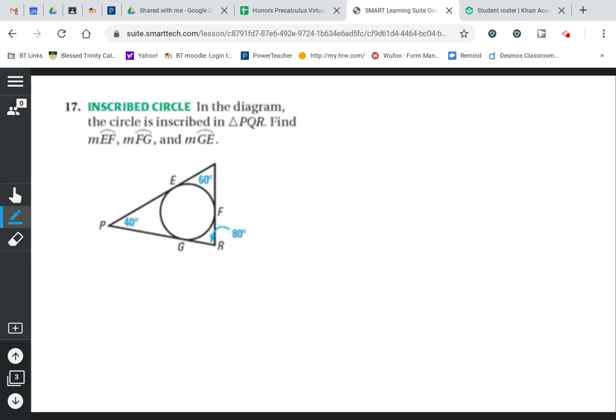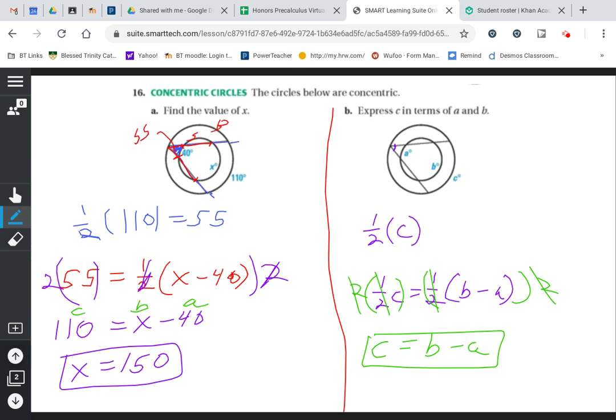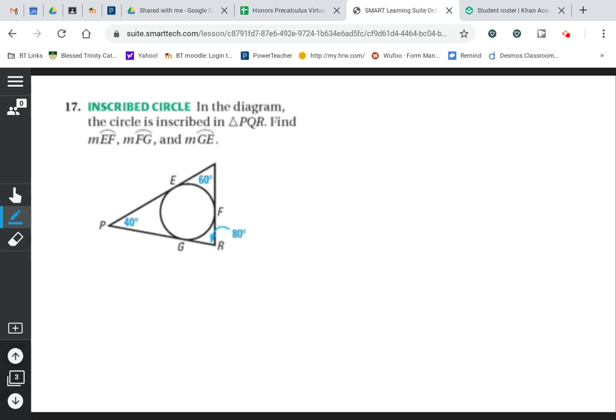All right, the next problem we had was number 17. All of a sudden we got an extra page. 17, and we're asked to find the measures of EF, FG, and GE. And what we see here is that we have this circle inscribed inside of a triangle, basically saying, guys, that the triangle is tangent to the circle. All the sides are tangent at F, G, and E.